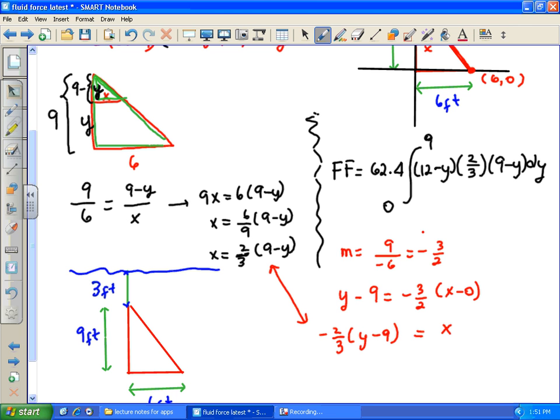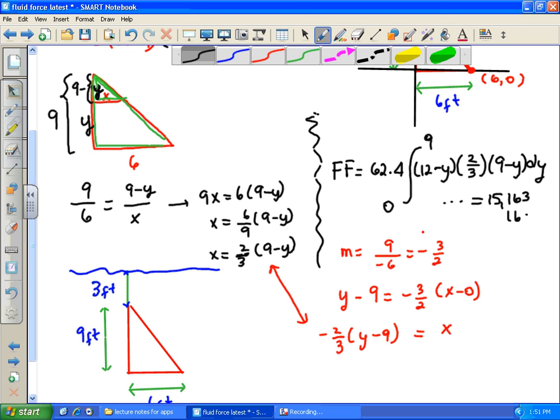Okay, so the answer was, if you finish the entire problem, you should get 15,163. I'll just put that at the moment. 15,163 pounds. If you didn't get it, do it later. Double check this, please. Okay. Anybody who got that far and got all that answer all the way to the end?